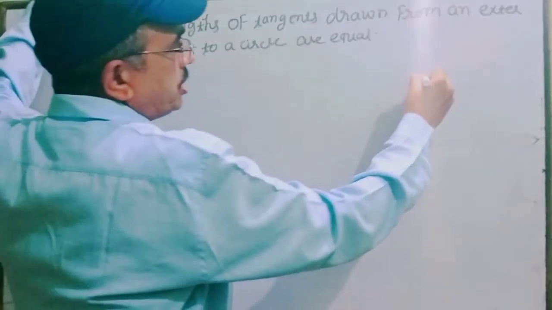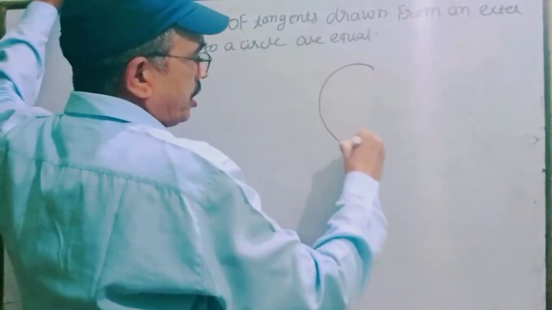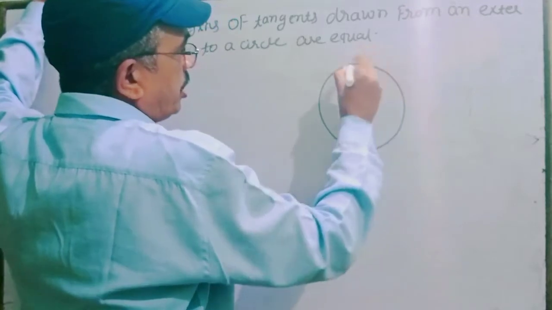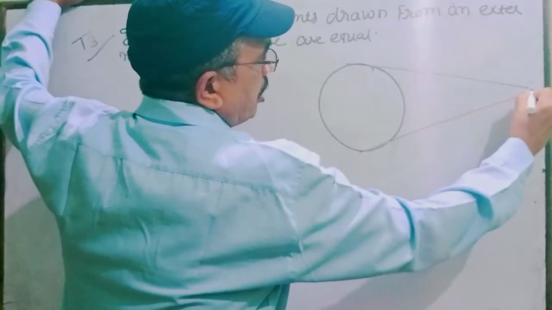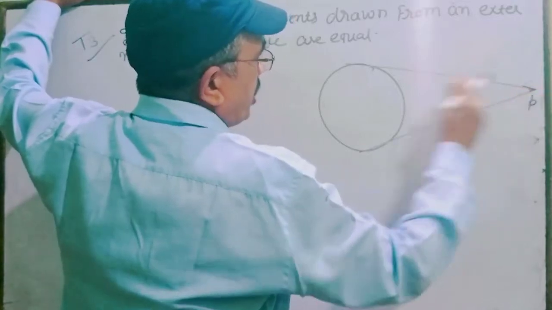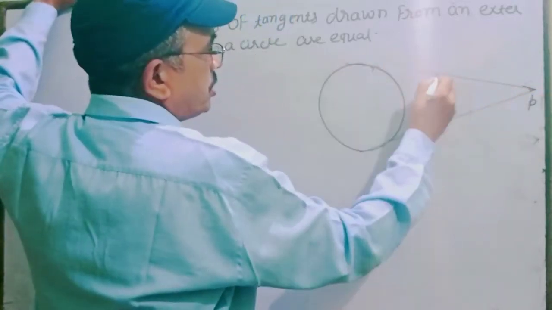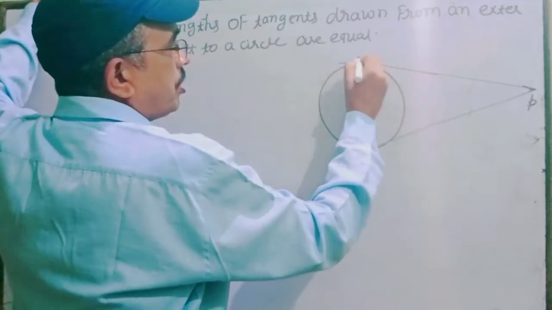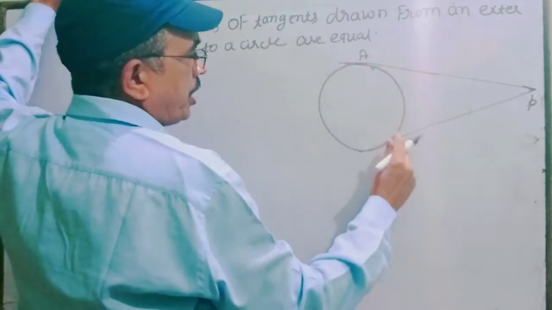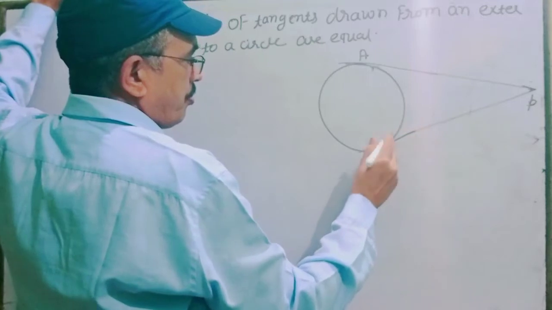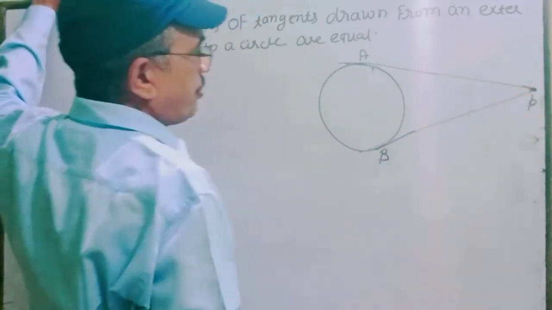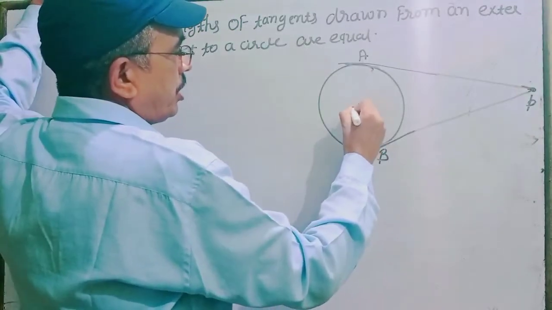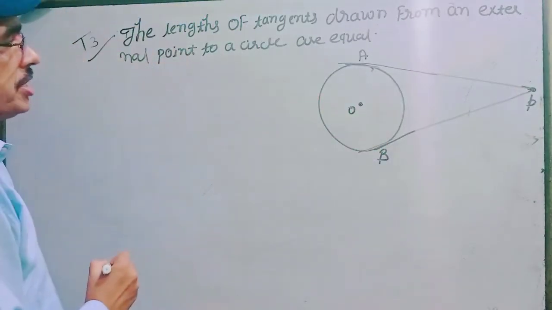So your question is, it is a circle, and from an external point there are two tangents drawn from P. One is PA, another is PB, and the external point is P.